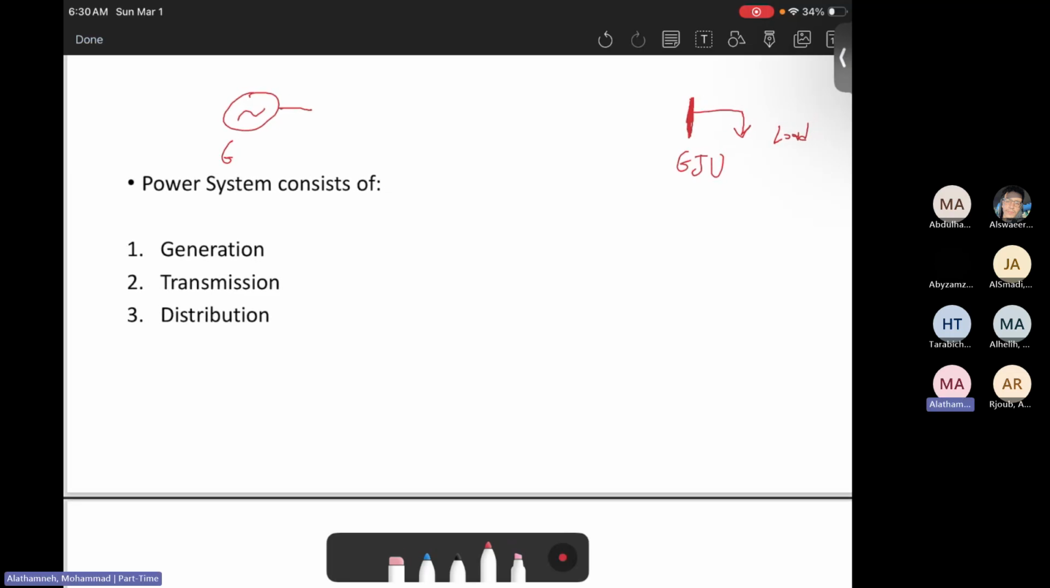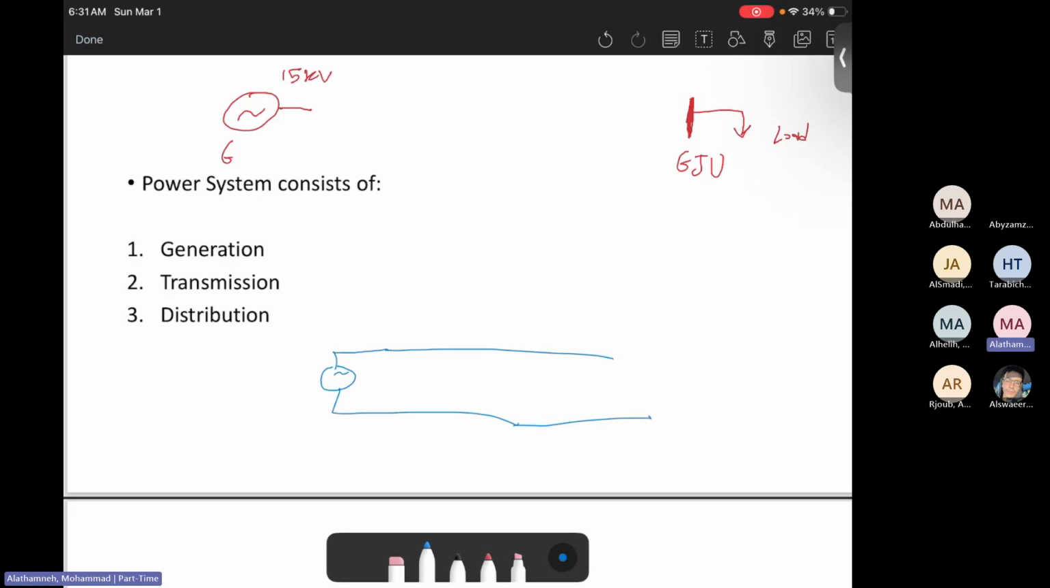The voltage at the generator most likely will be around 15 kilovolts. 15 kilovolts is not sufficient to supply power over a very long distance. For instance, if you need to supply power to a destination around 200 or 300 kilometers away, 15 kilovolts will not be sufficient. Why? What's the point of making this insufficient? Basically, assume this is a generator and we need to transmit the power for a very long distance, like 400 kilometers. Then here is the load.